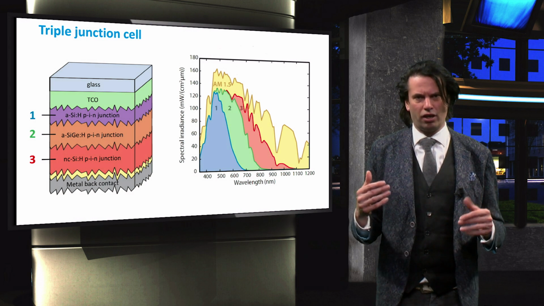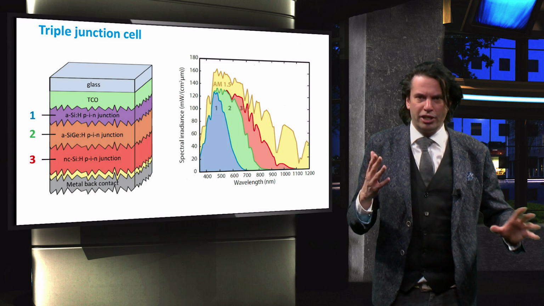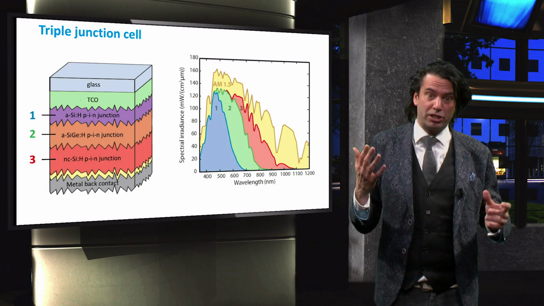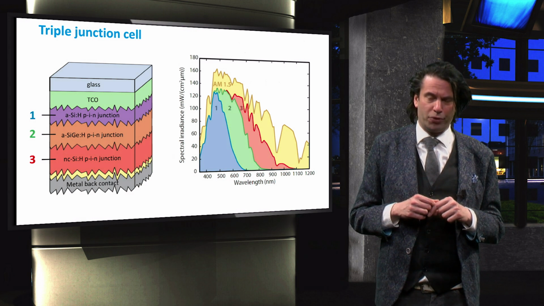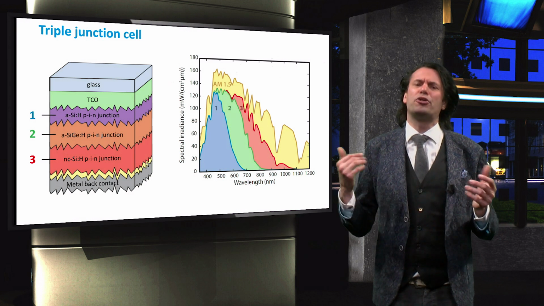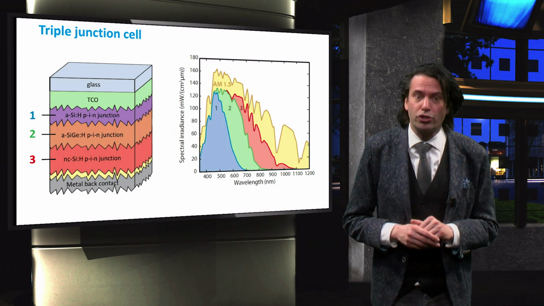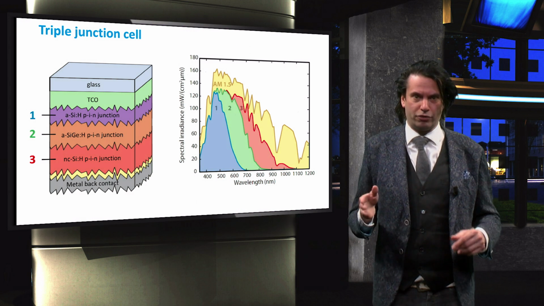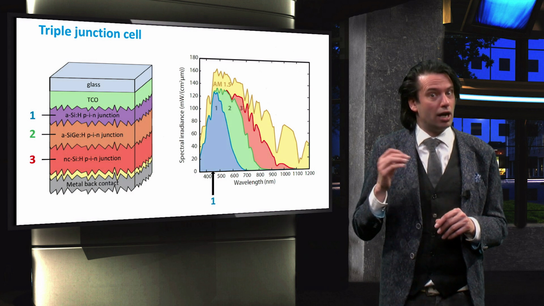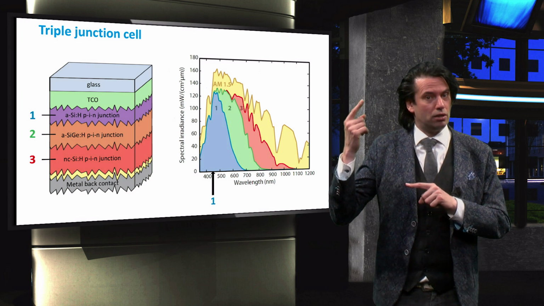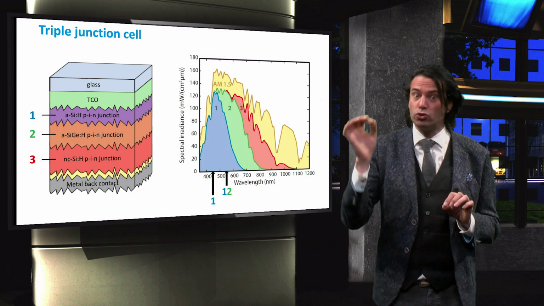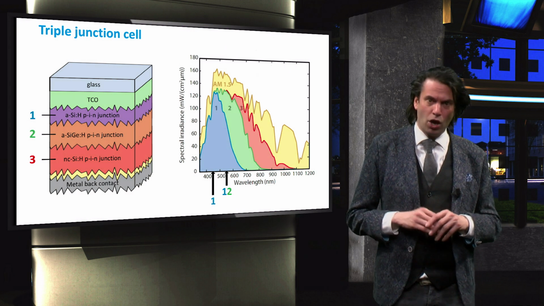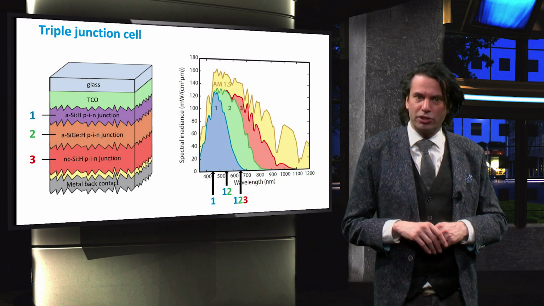We can gather that the spectral utilization is relatively high, especially in the ultraviolet and the visible part of the spectrum. Furthermore, we see that the EQEs of the individual junctions overlap. At 450 nanometers, light is only absorbed by the top cell. Light around 550 nanometers is utilized by the top and middle cell, while light around 650 nanometers is utilized by all 3 junctions.